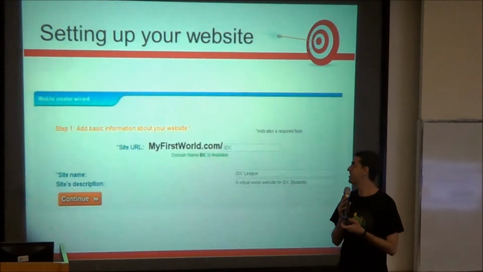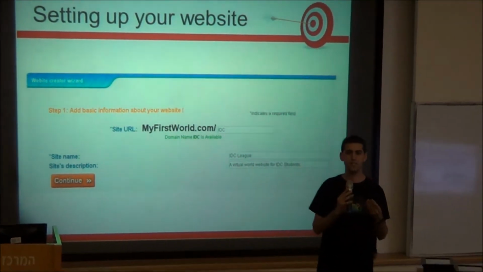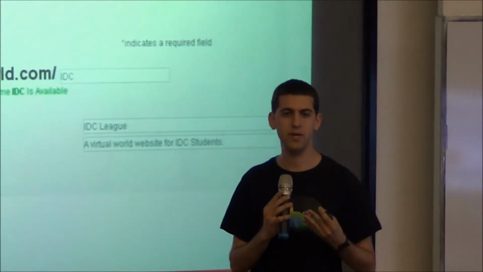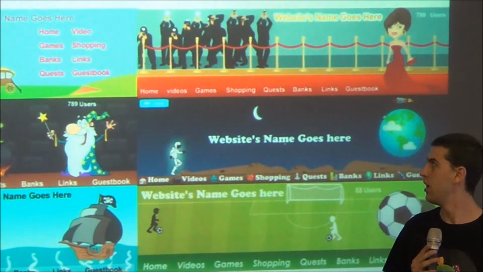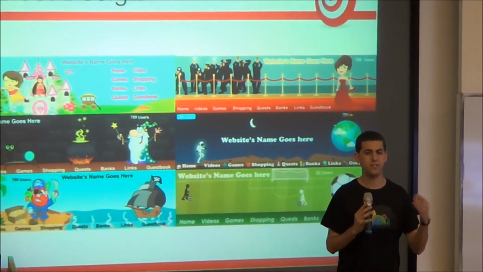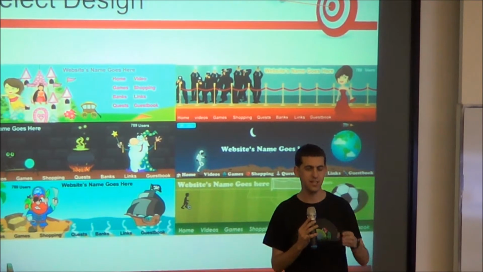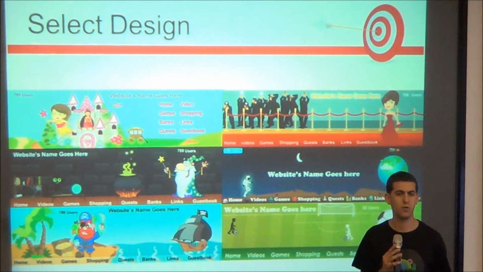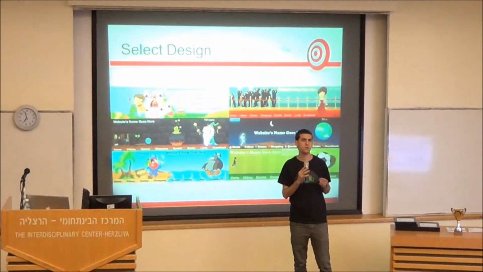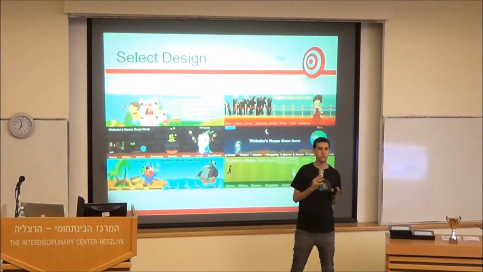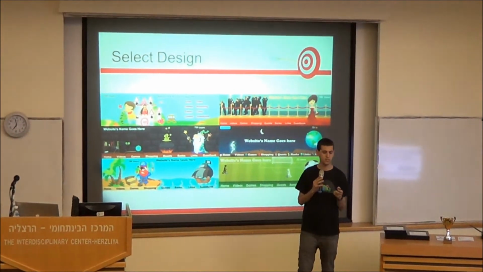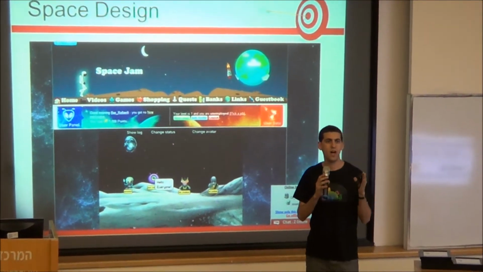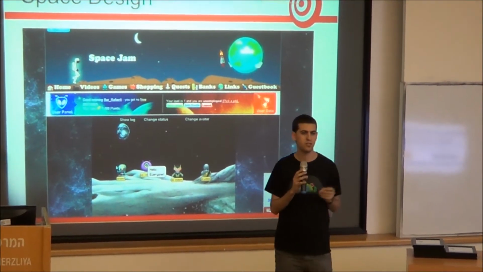On the next step, you need to fill in the basic information about your website. You need to choose the website URL, name, and write a short description. You will then be able to choose from many different types of designs, and all the designs were designed for kids. So for example, we have a fairy tale world, pirates world, magic world, but let's say for example that you want to choose a space design. So all you need to do is just click on the design, and within minutes you'll have your own virtual world website with avatars, games, quests, virtual shops, and many more.